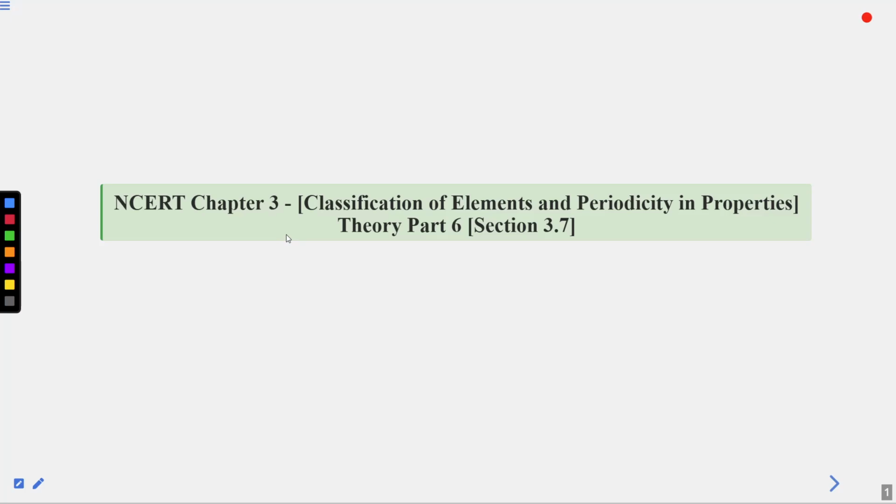So we'll continue with our chapter classification of elements and periodicity in properties. Today we will see the theory part 6, in which we will cover the remaining part of the section 3.7.